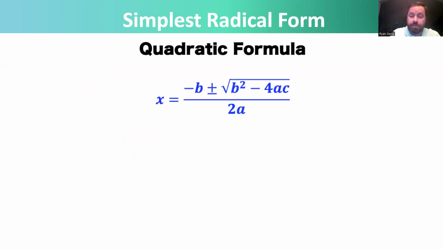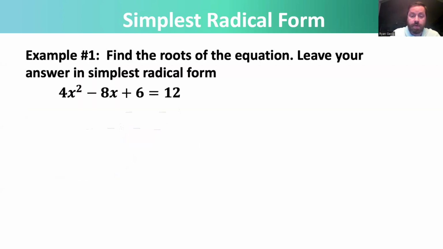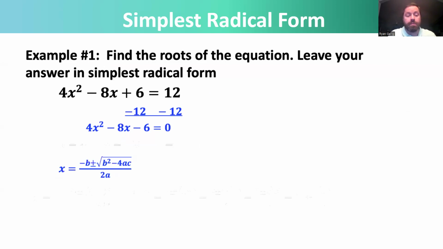So the quadratic formula, again, you've seen it before. Let's go ahead and get started with it. Find the roots of the equation. Leave your answer in simplest radical form. So first thing we want to do is move the 12. So 4x squared minus 8x minus 6 equals 0. So a equals 4, b equals -8, c equals -6. Plug them in to the right spots.